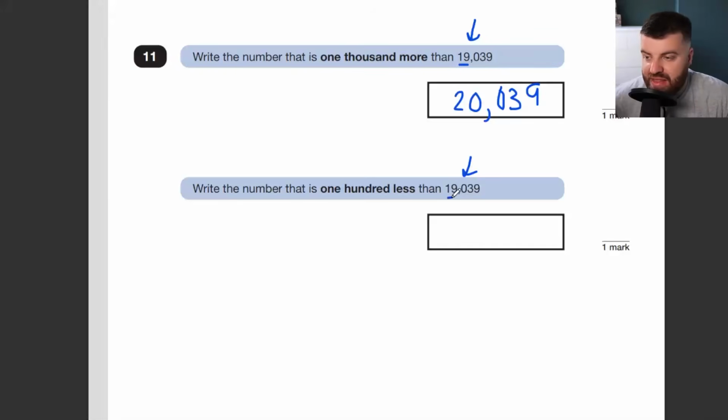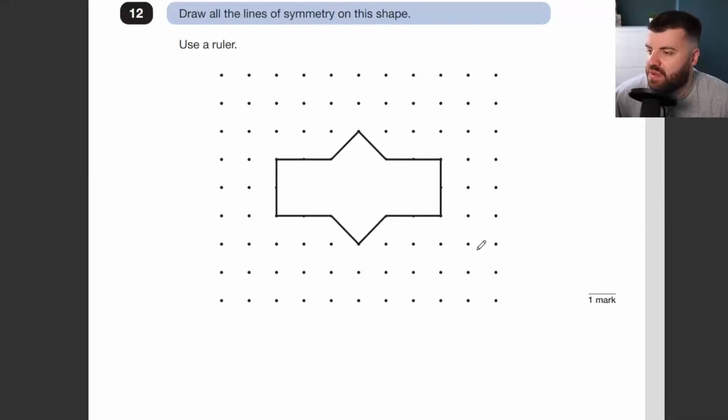Or you can notice that this is the same as 190 hundreds. What's 1 less than 190? 189 hundreds. Then just make sure you put the 39 on the end. 18,939. Simple.